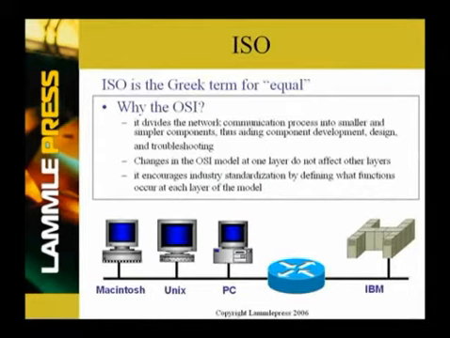Why should we use the OSI reference model? The OSI allows us to divide the network communication processes into smaller and simpler components, which aids component development, design, and troubleshooting. Changes in the OSI model at one layer do not affect other layers. And it encourages industry standardization by defining what functions occur at each layer of the model.